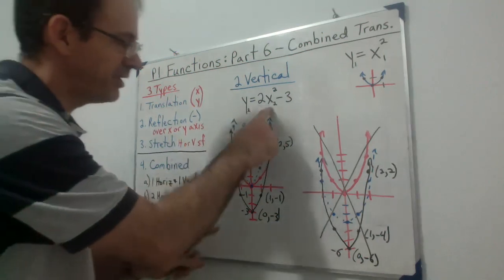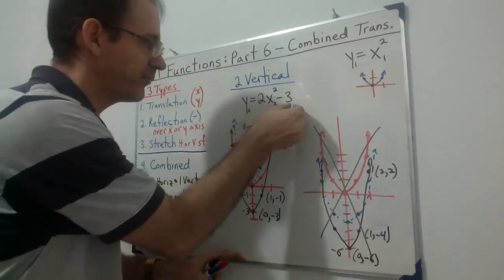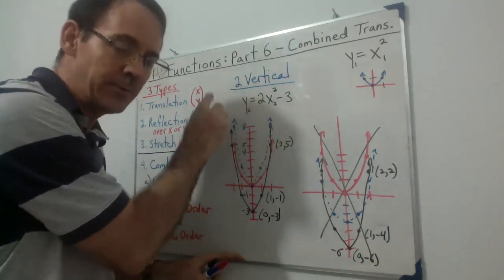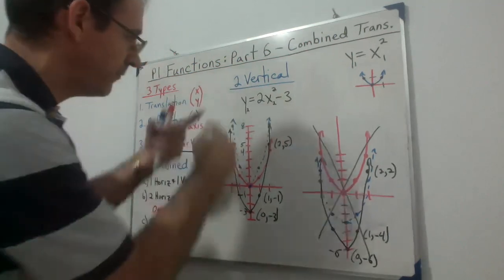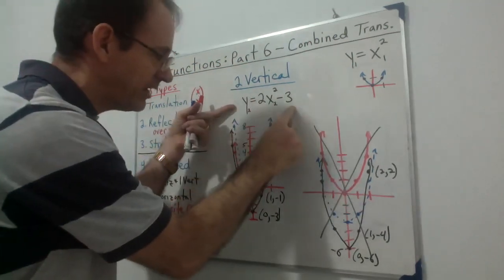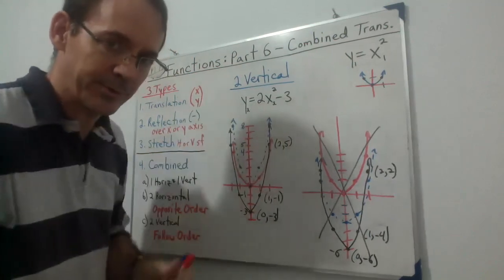remember, horizontal deals with the x. If you're solving for x, you have to undo, meaning the opposite order. If you're solving for y, it's already set up. You just follow the order of operations.